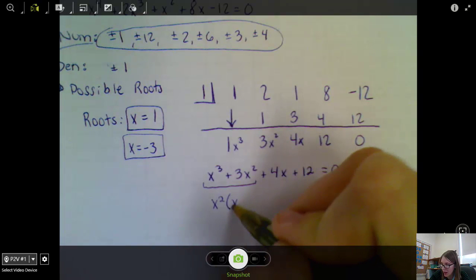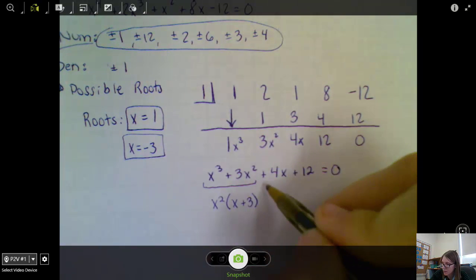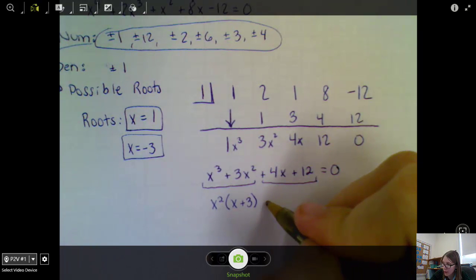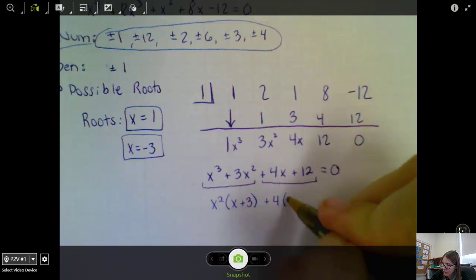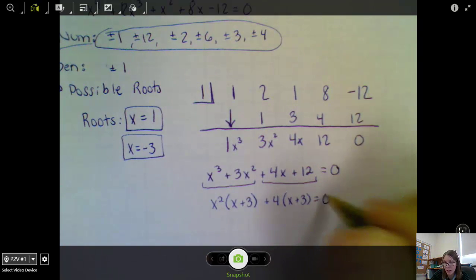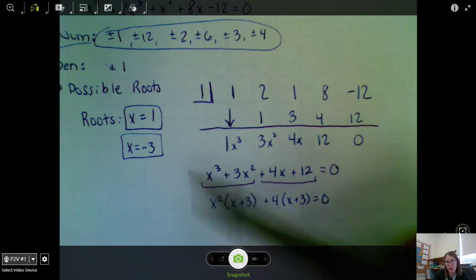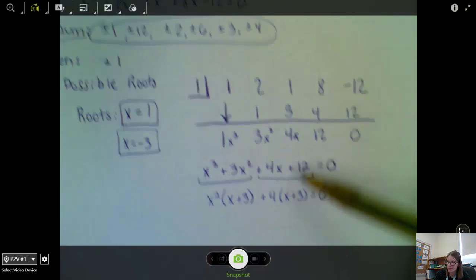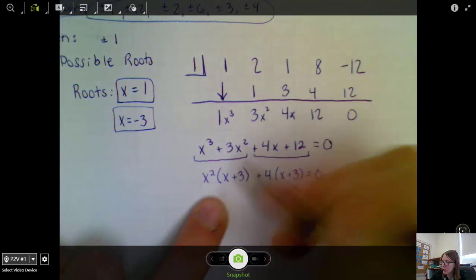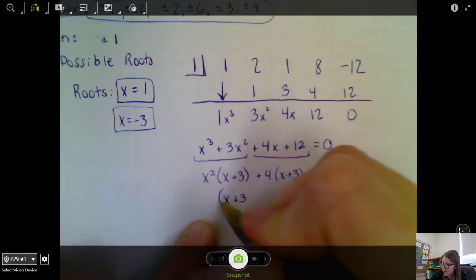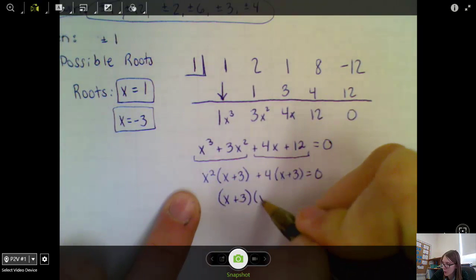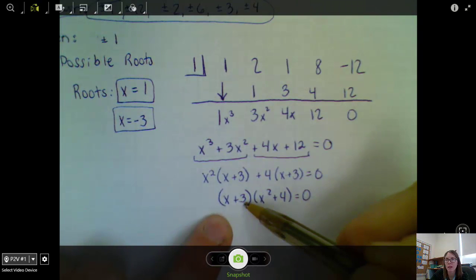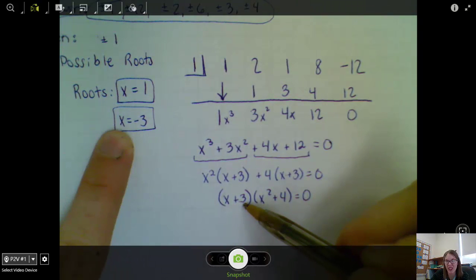These guys have an x squared in common, x plus 3 left. These ones have a 4 in common, x plus 3. Okay, this one lets me factor by grouping. If this didn't work, then we'd want to keep going with our rational root theorem, see if we could find something else. But we factor by grouping, we get the x plus 3. X squared plus 4 is left over. This gave me my root of negative 3.